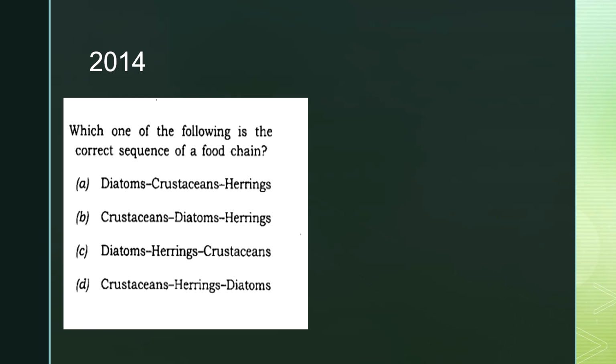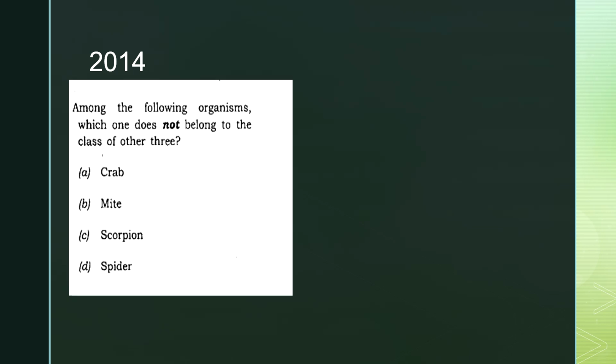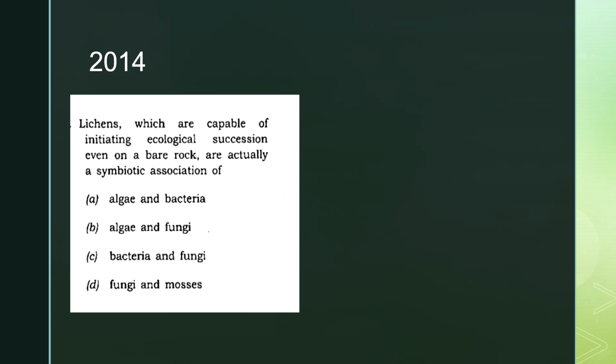Which one of the following is the correct sequence of food chain? Diatoms, crustaceans, herrings. I think this is the only correct option. Please check it. Among the following organisms, which one does not belong to the class of the other three? Crab, mite, scorpion, spider. Please read about the fundamental properties of these and we will get the correct answer here. Lichens are capable of initiating ecological succession, even on a bare rock. Read about ecological succession from the basic books. They are actually a symbiotic association of algae and fungi.